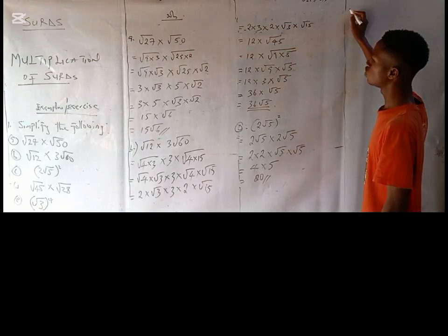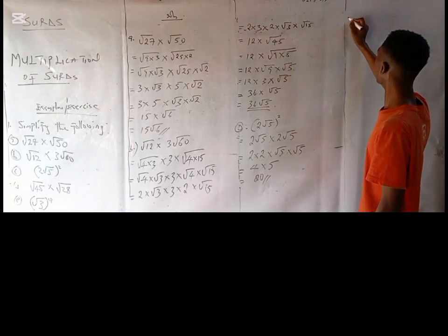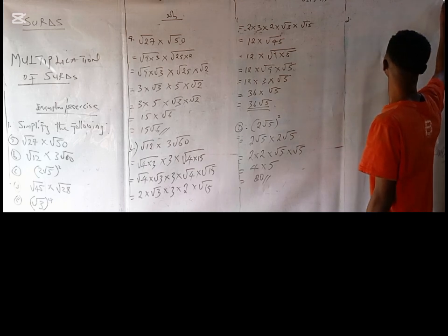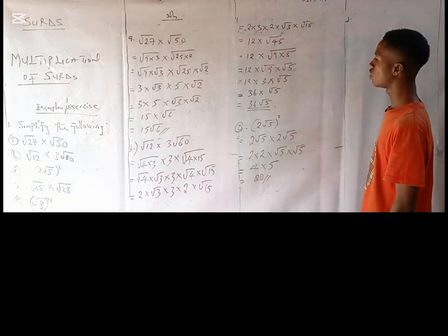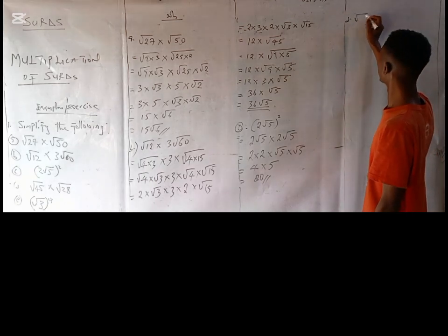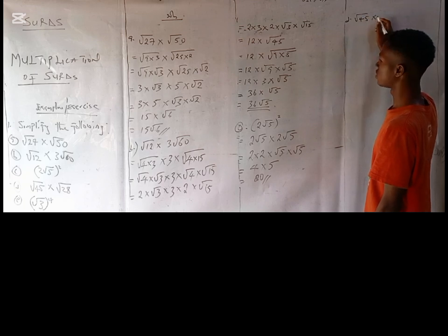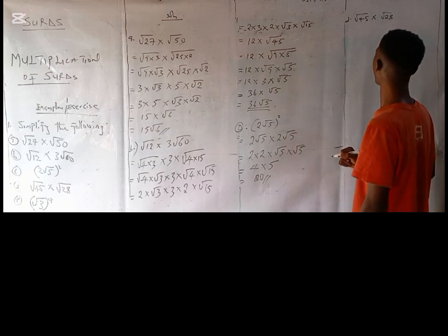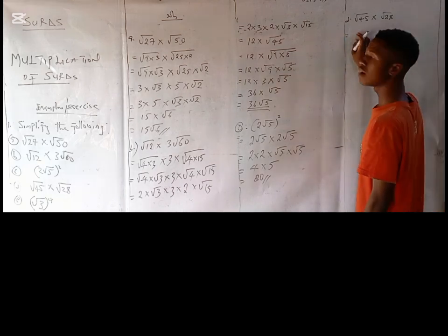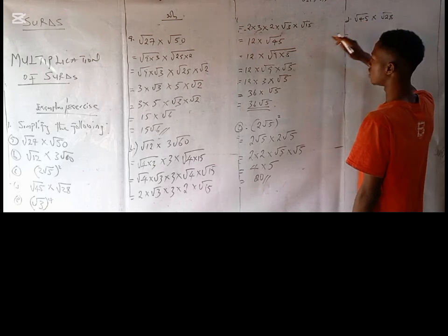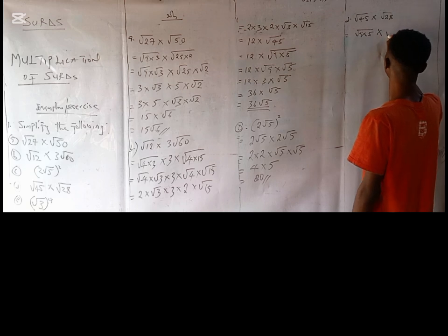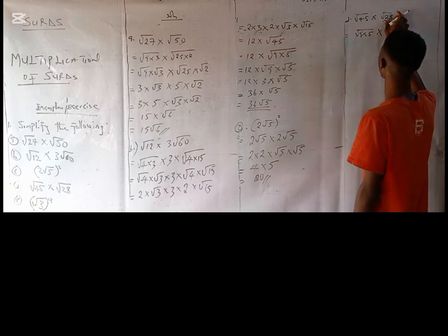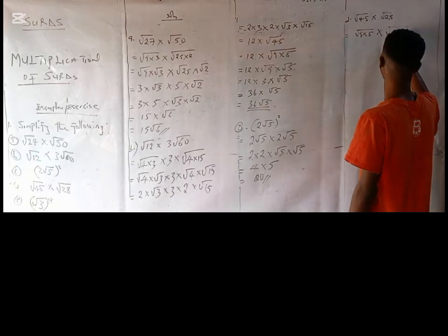Okay, let's go to D. So D, we have root 45 times root 28. In this case, ask yourself, two numbers that multiply to give us 45: we have 9 times 5. Times root of two numbers you multiply that give us 28, which is 4 and 7, 4 times 7.